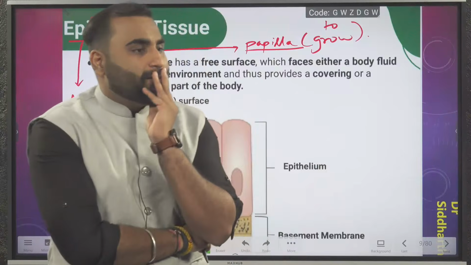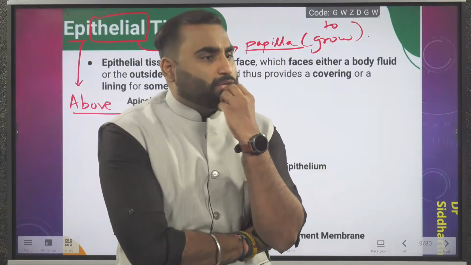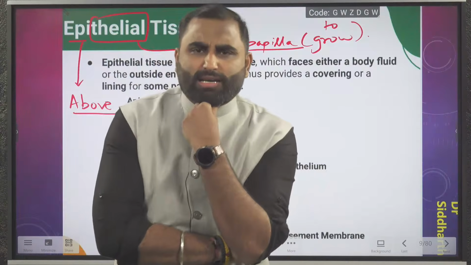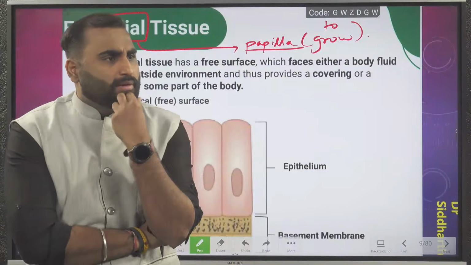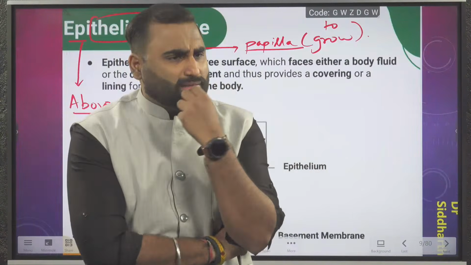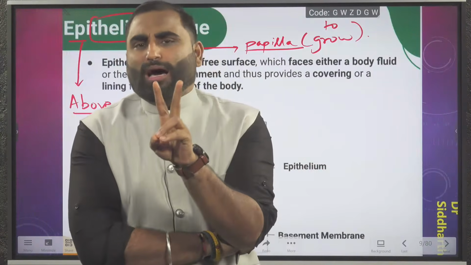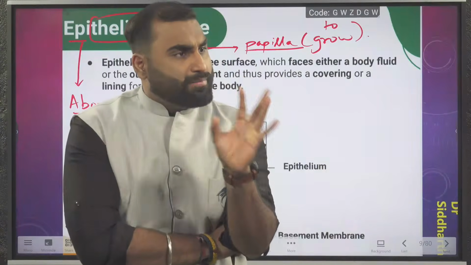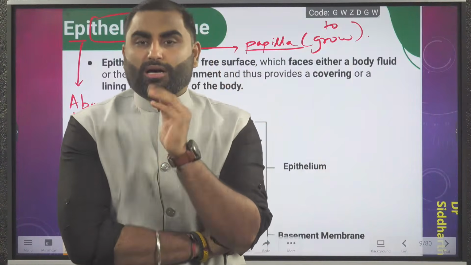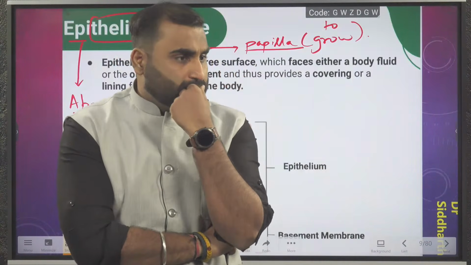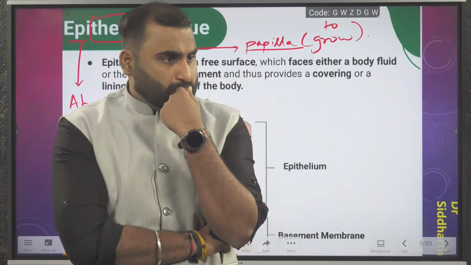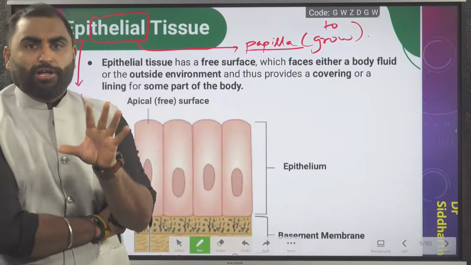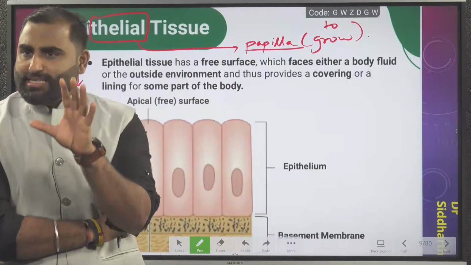Sir, muscular tissues are derived from mesoderm and nervous from ectoderm. Yes, I wrote muscular mesoderm only. Muscular is mesoderm and nervous is ectoderm. You are absolutely correct. Connective tissue is also mesoderm, muscular is also mesoderm, and your nervous will be from ectoderm. Are we clear? Epithelial tissue we are going to discuss shortly. Just hold your horses. We are going to discuss everything.